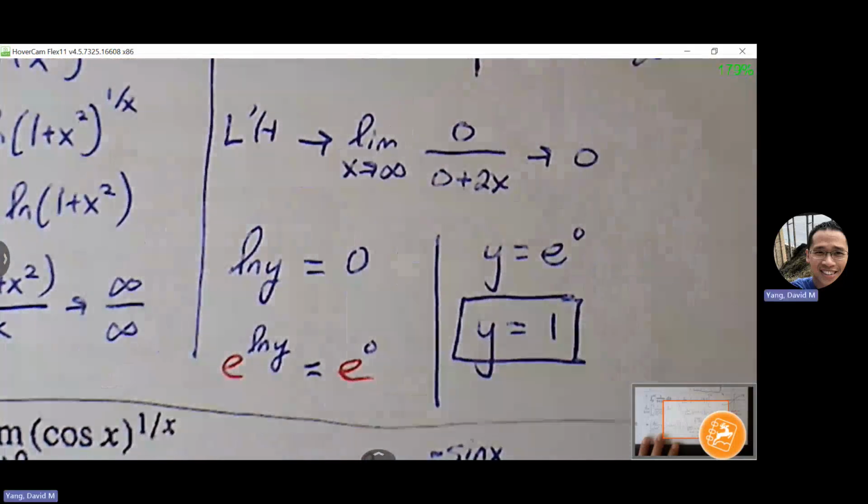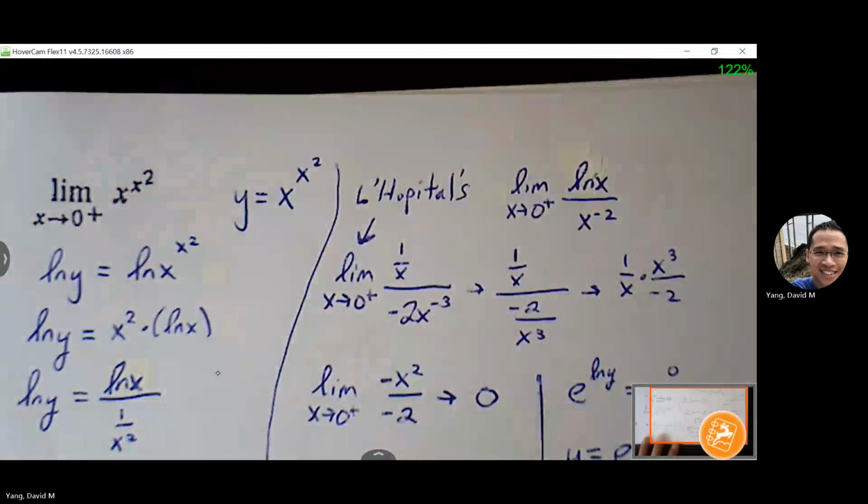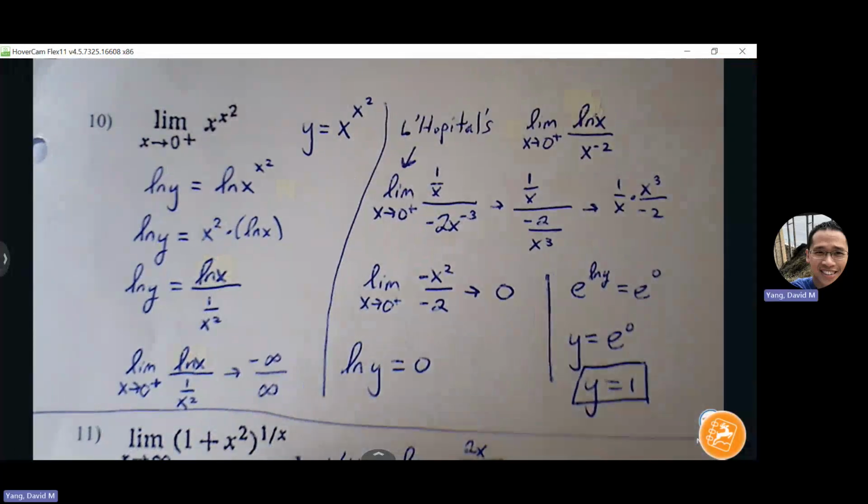Just highlighting the last few problems here involving L'Hopital's rule. So number 10, anytime I have a variable raised to a variable or something raised to something, we know that those are all considered indeterminate form. So in that case, we are going to work with that base raised to the exponent in a different form.